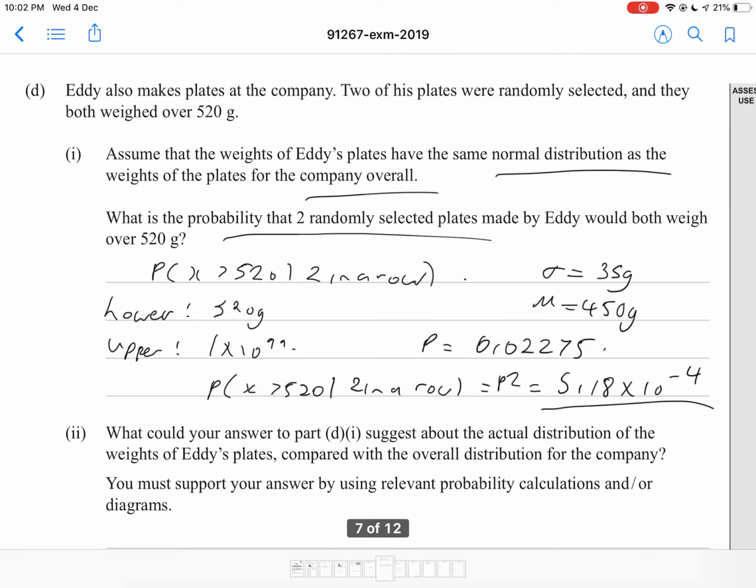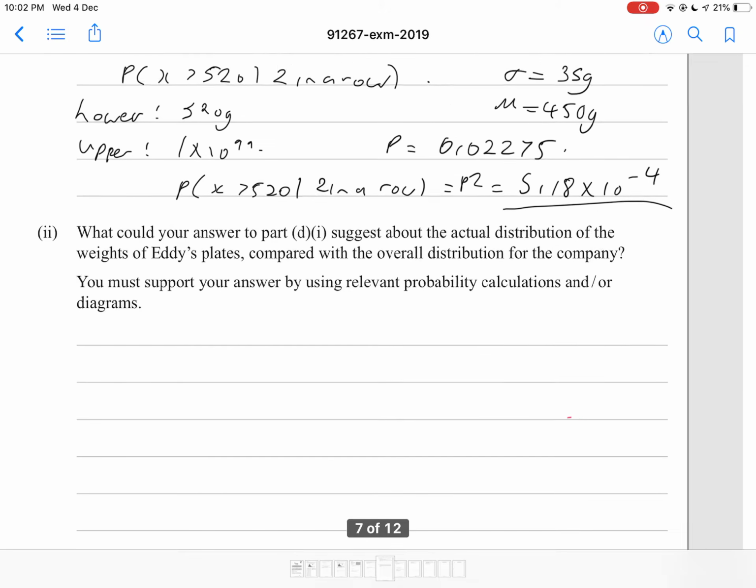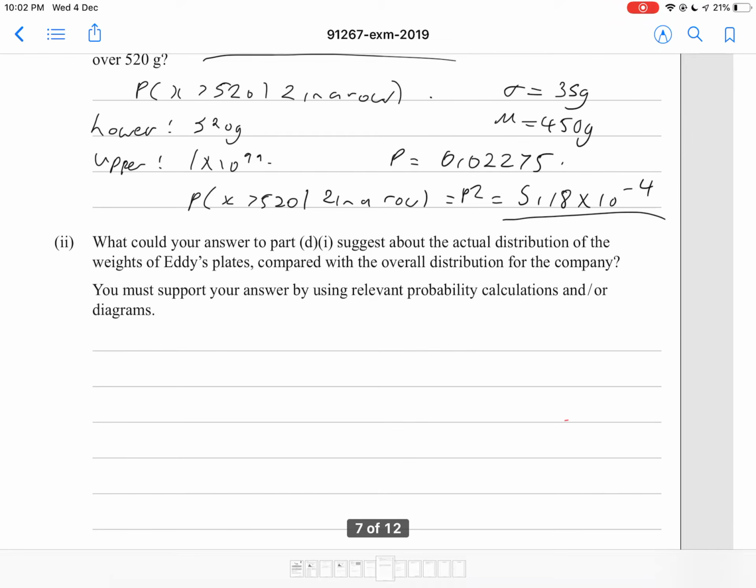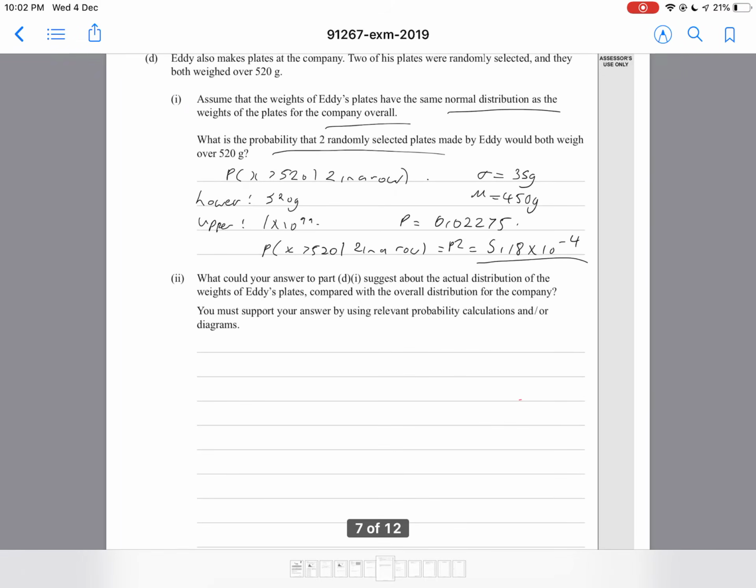And that links to the next question, which I strongly detest. However, what can you do about it? What could your answer about DI suggest about the actual distribution of the weight of Eddie's plates compared with the overall distribution for the company? You must support your answer by using relevant probability calculations or diagrams. The reason I didn't like this question is that they weren't specifically clear about what relevant probability calculations you needed to include. It seemed like you could do anything, and it doesn't specify what type of probability calculations they were looking for. And it is a bit confusing the way they worded it.